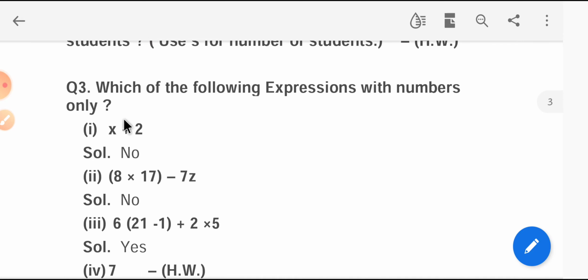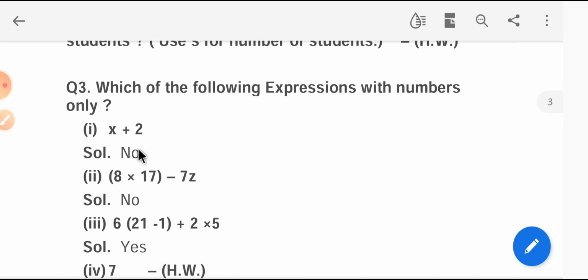Then see the question number 3. Which of the following are expressions with numbers only? Here you can see these all are expressions. Expressions means which is having both constants, variables, and all of the 4 operations like plus, minus, division and multiplication. So these are known as arithmetic expressions. But here in this question we have to find that expression with numbers only. हमें ऐसे expression देखना है जिसके अंदर सिर्फ number हो, कोई भी variable ना हो.